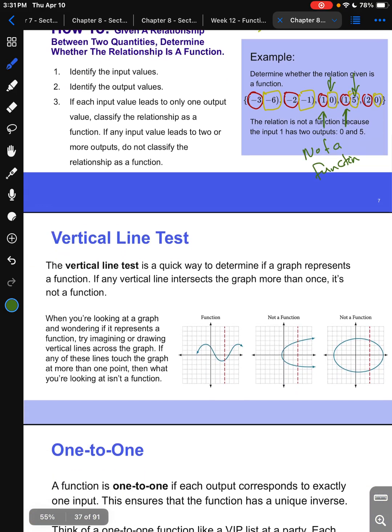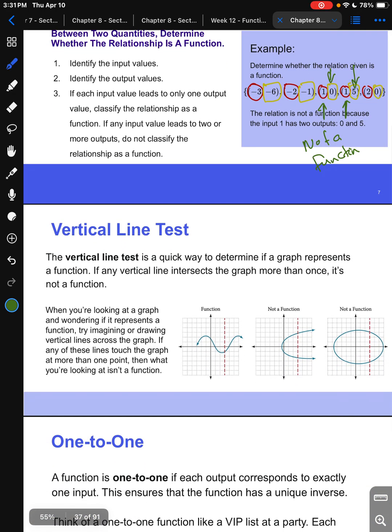Now, one way to test this is using the vertical line test. The vertical line test is a quick way to determine if a graph represents a function. If any vertical line intersects the graph more than once, it is not a function. So here's a graph. Notice this vertical line intersects the graph once, so it's a function. This vertical line intersects the graph twice, so it is not a function. And this graph here intersects more than once, so it's not a function.